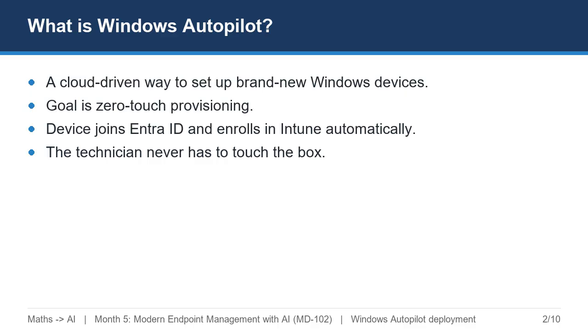Let's start with the idea. Windows Autopilot is a cloud-driven way to set up brand new Windows devices. The goal is zero-touch provisioning. The device ships with a standard Windows install, the user powers it on, connects to the internet, and it turns itself into a fully configured corporate PC. It joins Entra ID, enrolls in Intune, and pulls down policies and apps. Ideally, you the technician never even open the box.